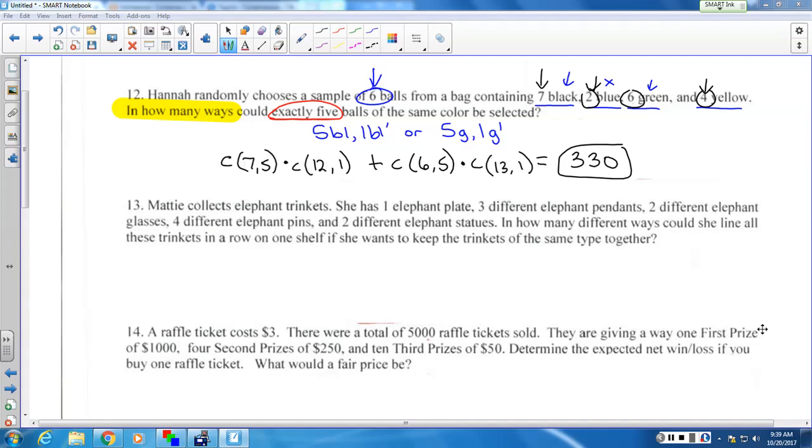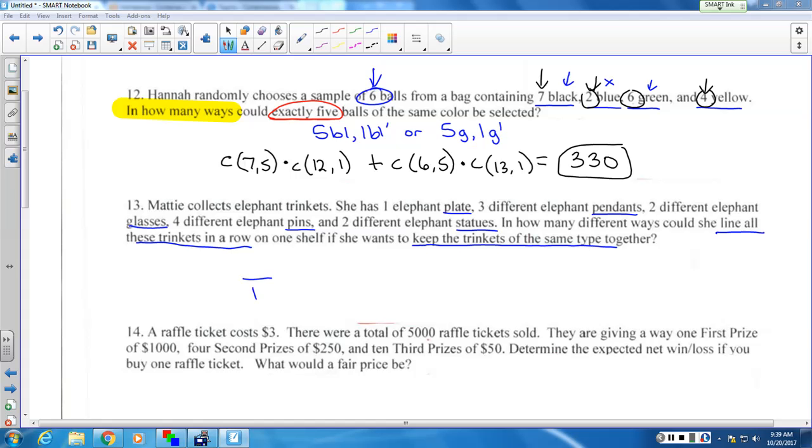Number 13. Maddie collects elephant trinkets. She has 1 elephant plate, 3 different elephant pendants, 2 different elephant glasses, 4 different elephant pins, 2 different elephant statues. How many different ways could she line all these trinkets in a row? Is this going to be order matters or does it not matter? Dashes or combinations? Dashes. She's putting them all in a row. So if you're setting something down in a row or lining them up in a row, that's going to be dashes. And it says she wants to keep the trinkets of the same type together.